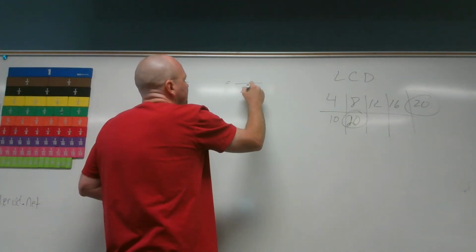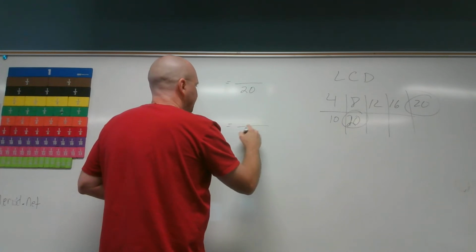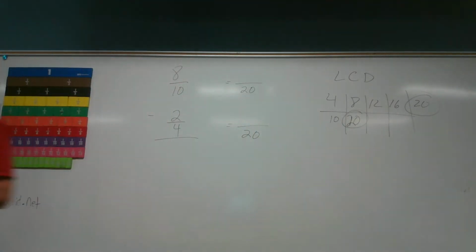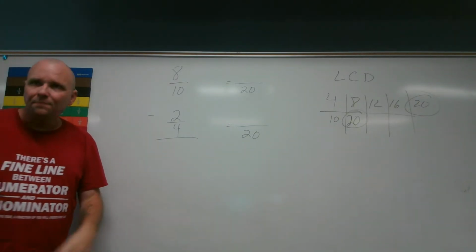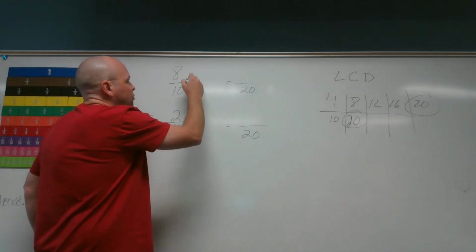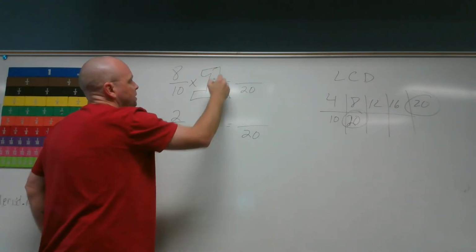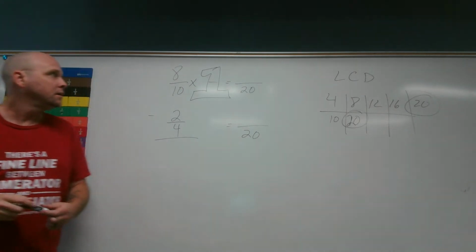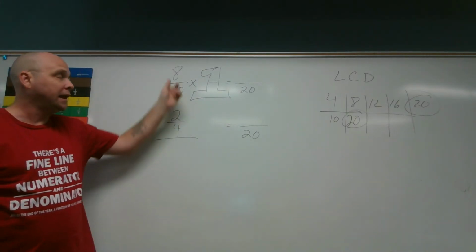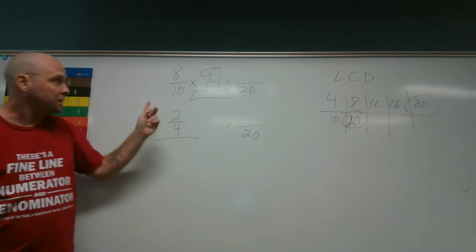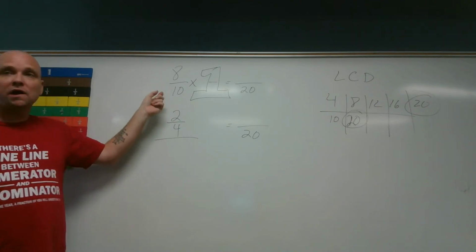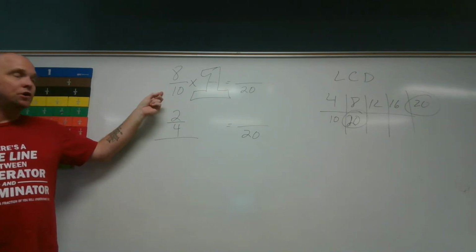Now watch here with me, Jacob. I need each of these fractions to have a denominator of 20, but I can't change the value. I can't just make this 8/20 because that's a different value than 8/10. I mean, if you got 8 out of 10 questions right on a test, Jacob J., what would your grade be?